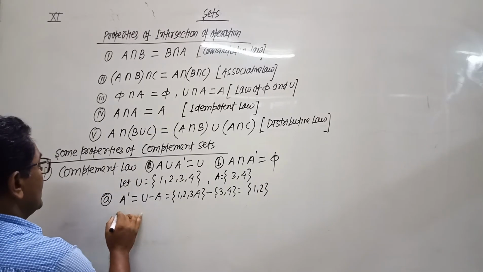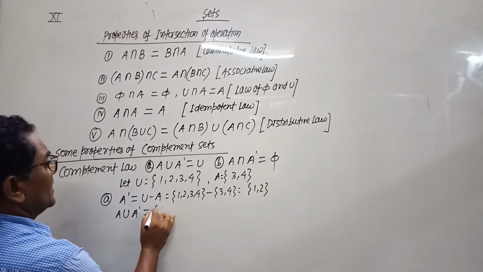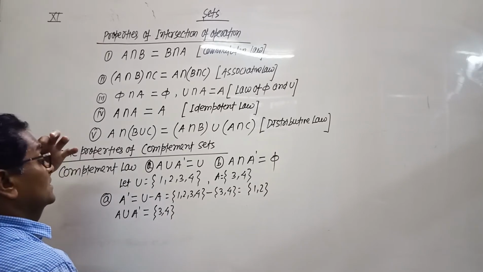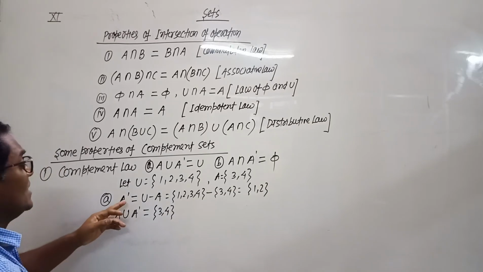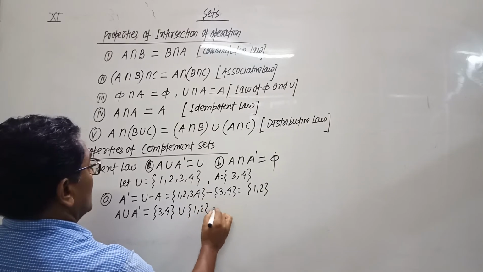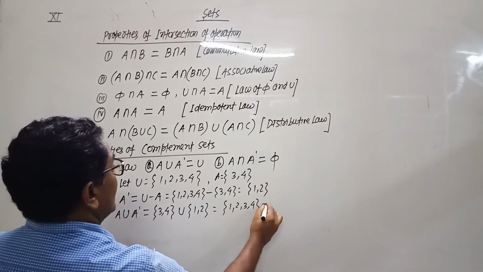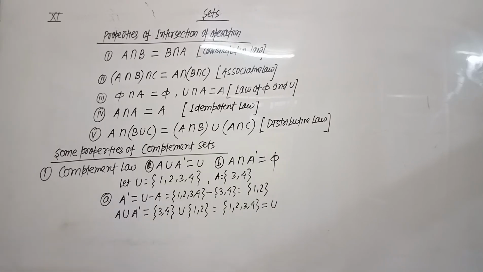Now we find A union A dash. The value of A is 3, 4 and the value of A dash is 1, 2. So it becomes 1, 2, 3 and 4, which can be written as U. So it has been proved that A union A dash is equal to universal set U.